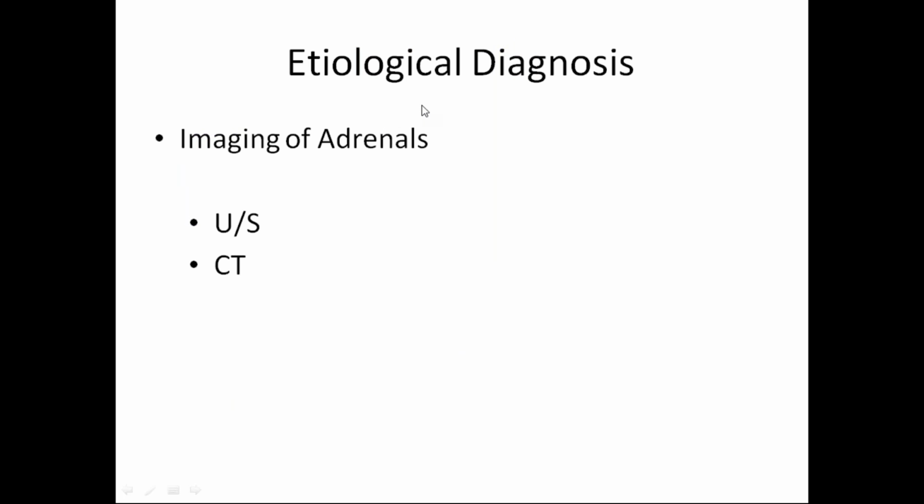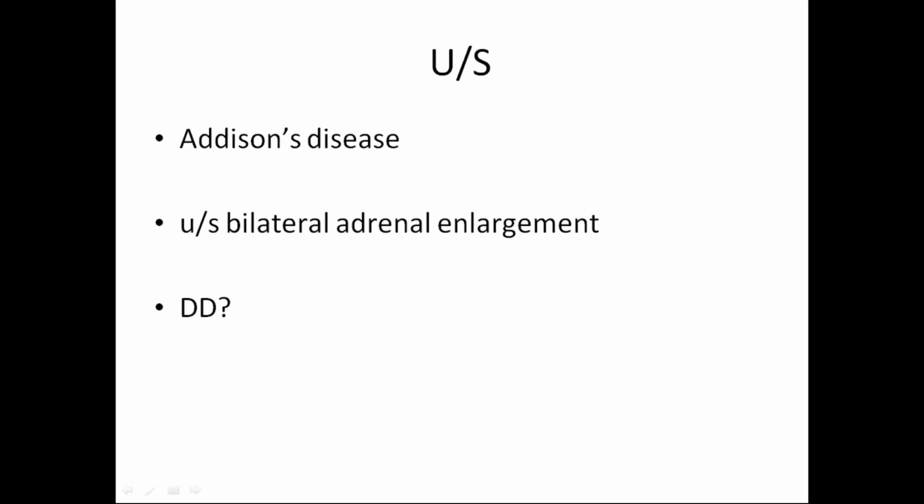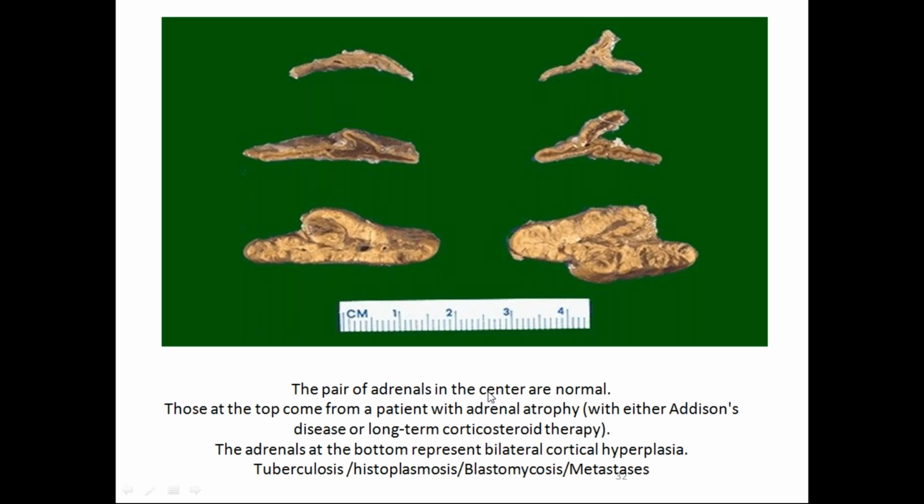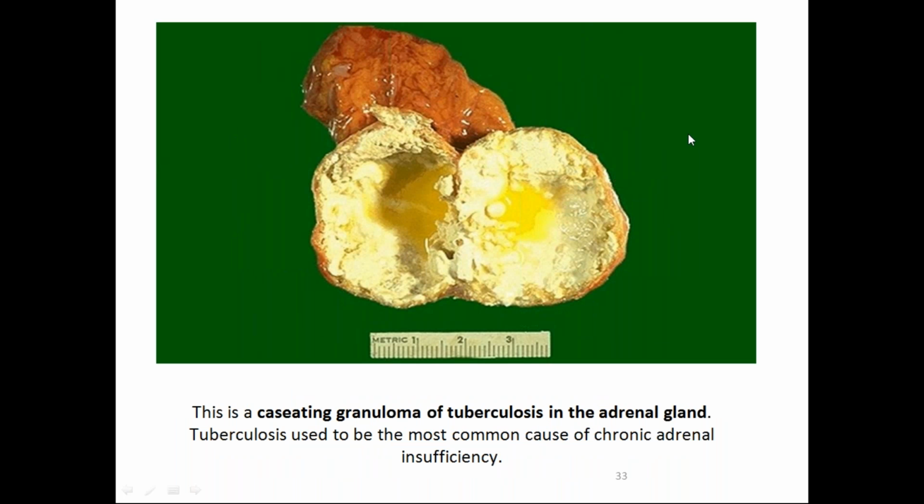So imaging for etiological diagnosis includes ultrasound and CT. These are the pair of adrenals. The image shows the pair of adrenals in the center are normal, and those on top come from a patient with adrenal atrophy, either with Addison's disease or long-term corticosteroid therapy. The adrenal at the bottom represents bilateral cortical hyperplasia. Caseating granuloma of tuberculosis in the adrenal gland. Tuberculosis used to be the most common cause of chronic adrenal insufficiency.